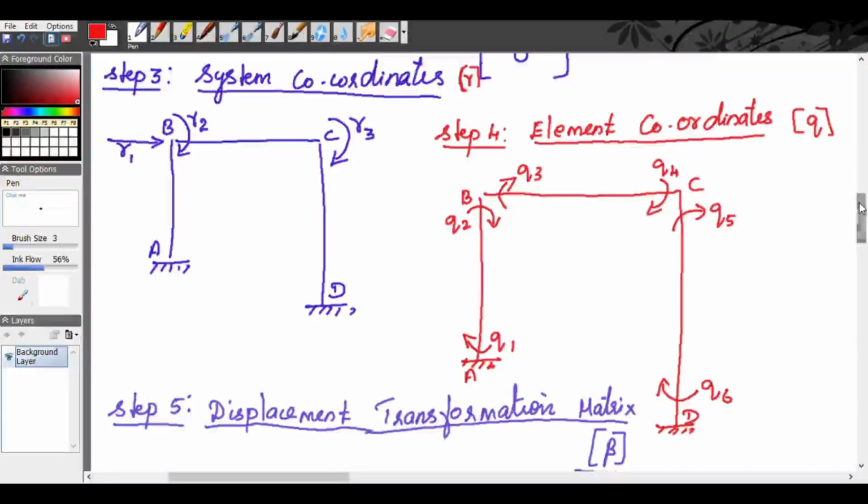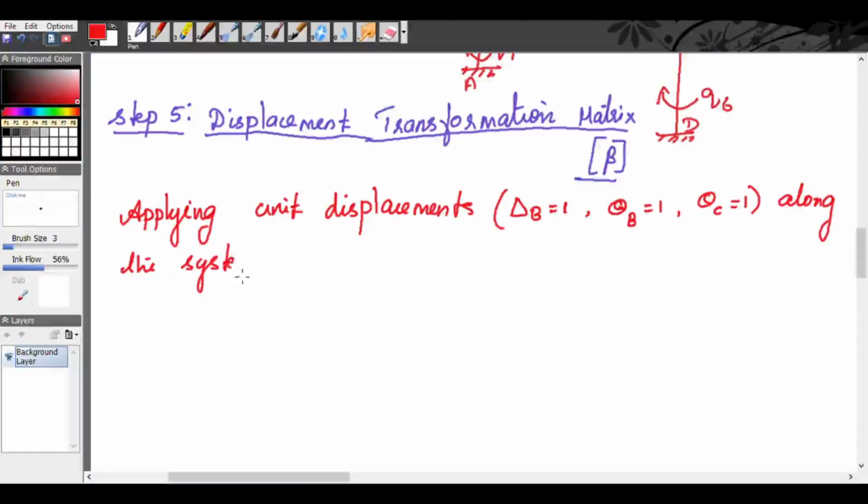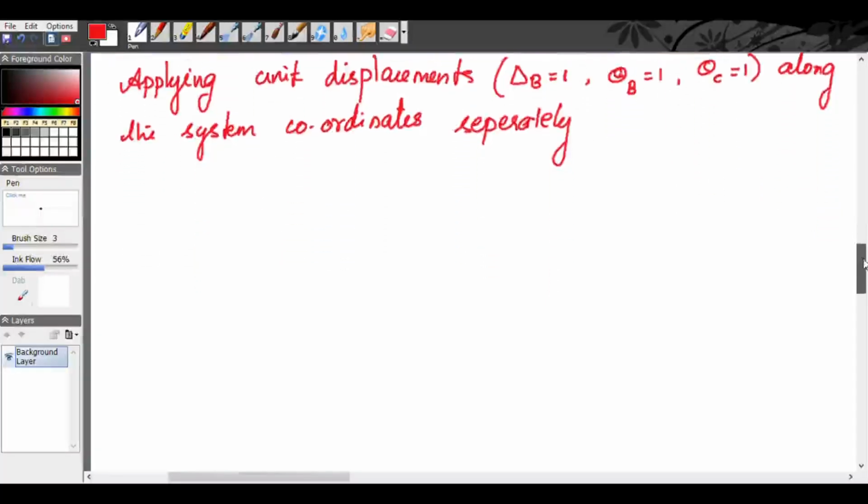So we will give the unit displacements: displacement at B equal to 1, that is deflection at B equal to 1. The next displacement, rotation at B equal to 1, and rotation at C equal to 1, along the system coordinates separately, right? So we have 3 system coordinates. We have to apply the unit displacement 3 times.